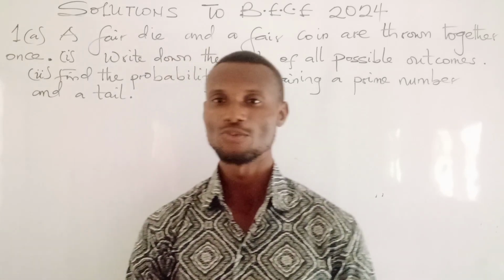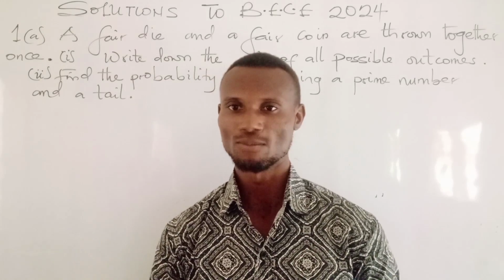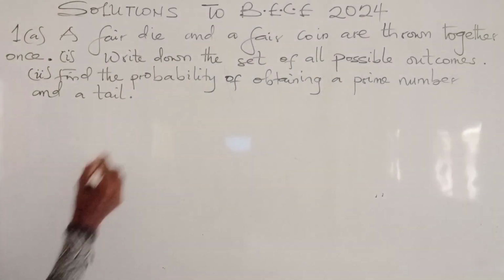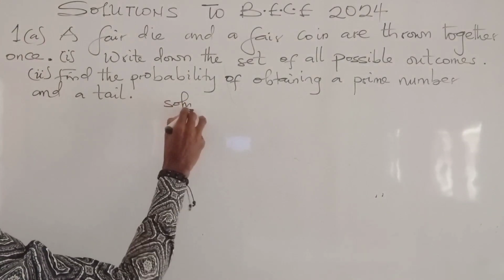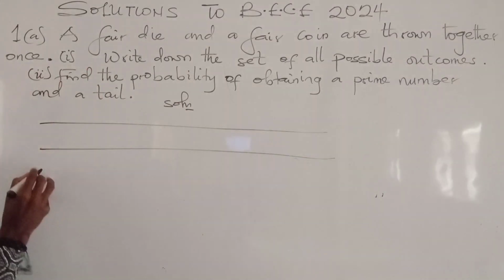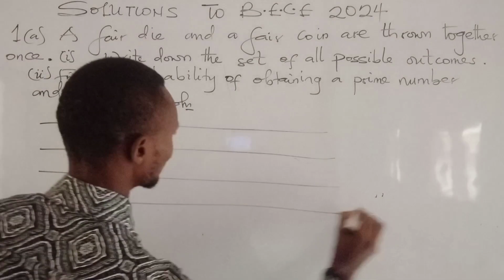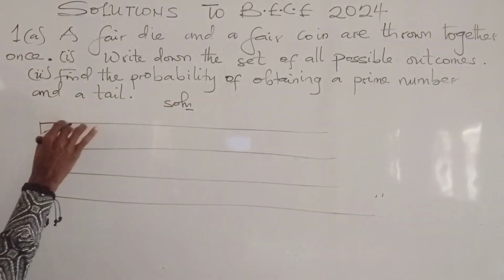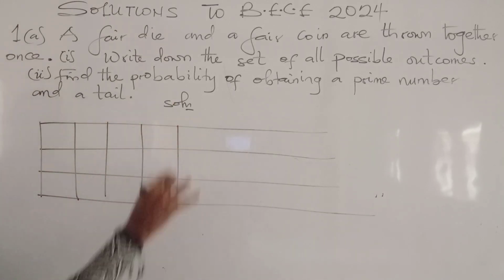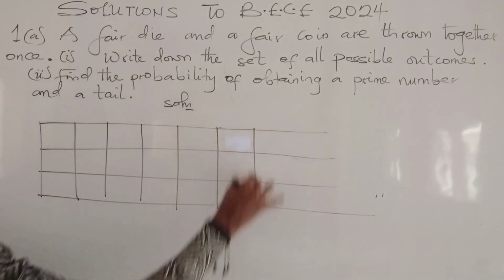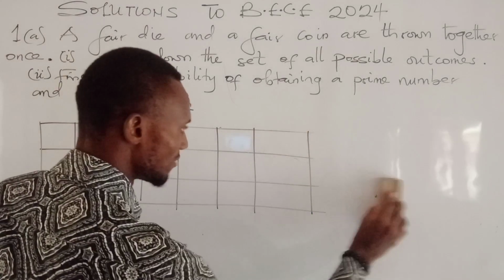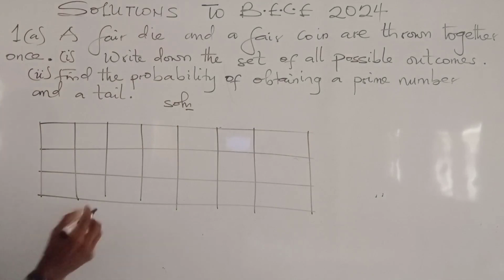So now for us to proceed, we are going to draw a table. We need to draw a table that will help us to get the outcomes. I'm going to write down my solution, and we are going to do it together. So let me draw my table so that we can get our outcomes. This is my table. I hope you are following. Now you draw your table like this.